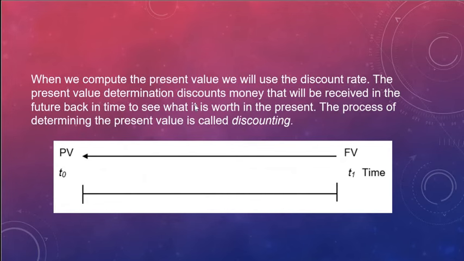Okay. So, when we compute the present value, we will use the discount rate. The present value determination discounts money that will be received in the future back in time to see what it is worth in the present. So, the process of determining the present value is called discounting.